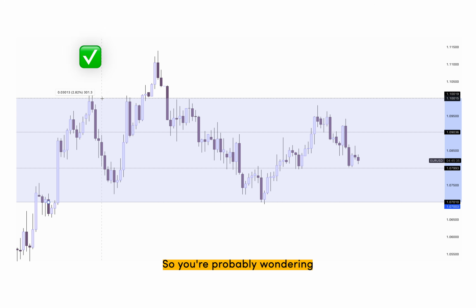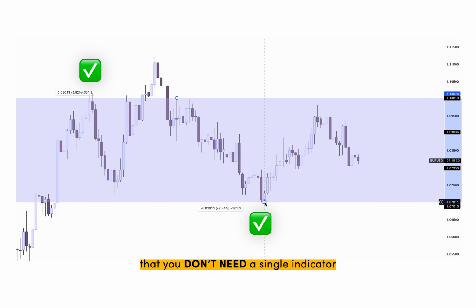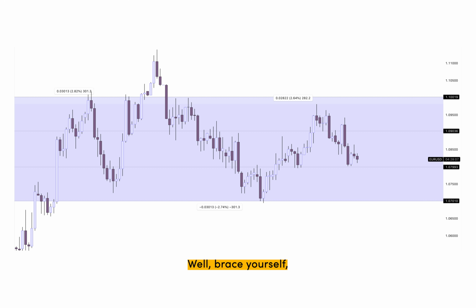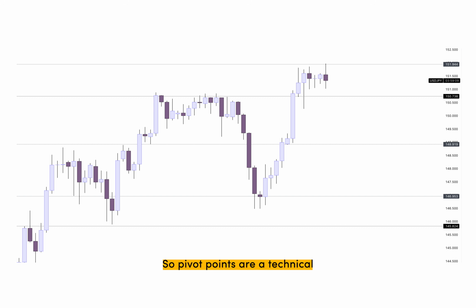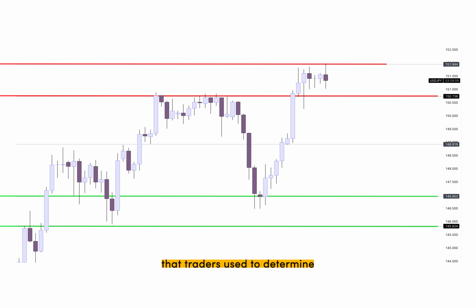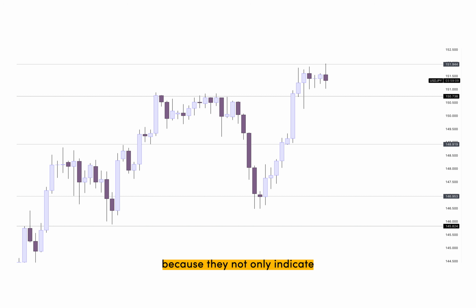So you're probably wondering, what kind of strategy is that you don't need a single indicator and it works on every time frame and every pair? Well, brace yourself, because the answer is simpler than you think, and it's actually using pivot points. So pivot points are a technical analysis tool that traders use to determine important support and resistance levels, and these levels are crucial because they not only indicate where the price might face resistance or find support, but it can also hint you at the potential trend reversals or continuations.